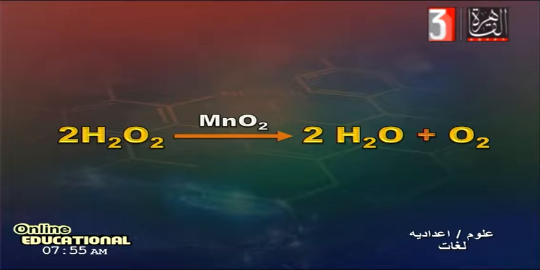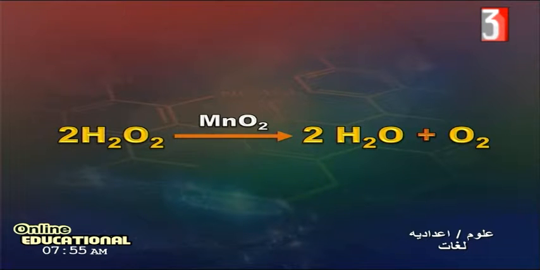As an example, hydrogen peroxide inside the test tube with a little of manganese dioxide. The hydrogen peroxide will decompose into two products, water and oxygen. Again, hydrogen peroxide decomposes into water and oxygen evolves in the test tube.